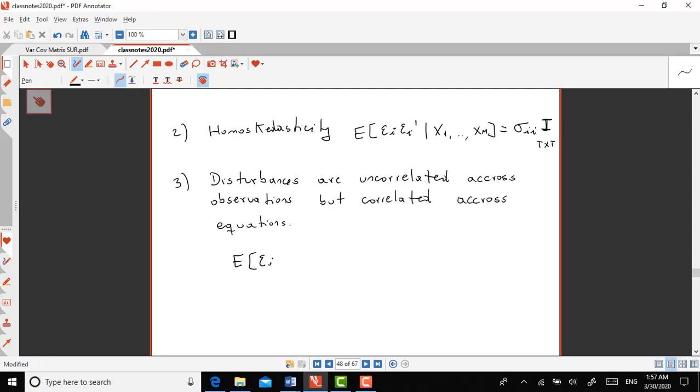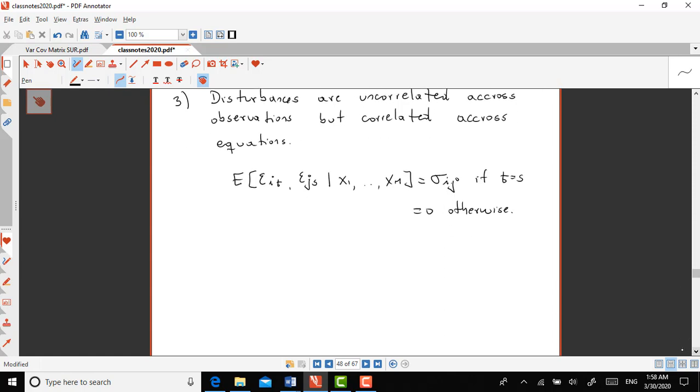Here we're saying that the errors e_it and e_js, conditional on x_1 to x_n, are equal to sigma_ij if t is equal to s and 0 otherwise. This seems complicated, but actually it's very simple. Let's think about it. Remember, i and j here correspond to different equations.